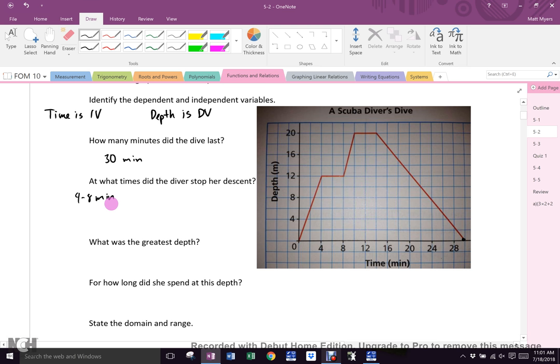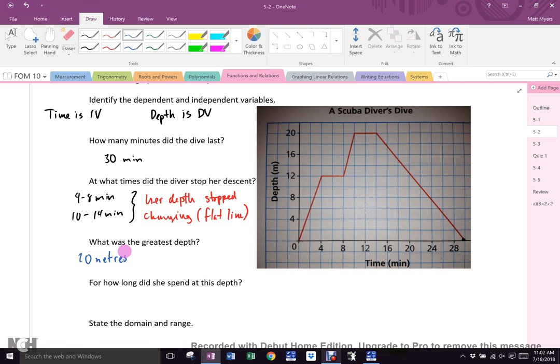4 to 8 minutes and 10 to 14 minutes. How did you know? Pardon me? The depth stopped changing. Did time stop? Will time ever stop? No. That's shown with a flat line. Excellent. What was her greatest depth? 20 meters.